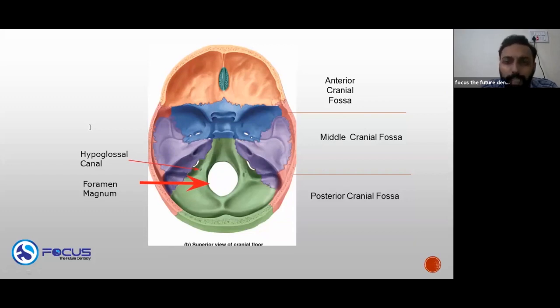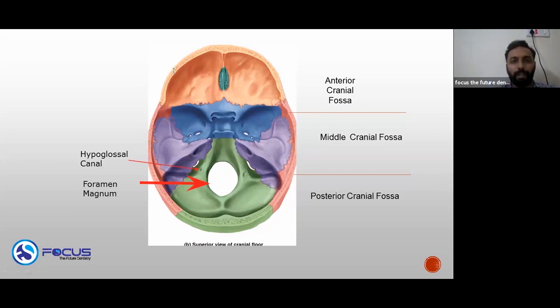So anyone knows which cranial nerve is known by the name hypoglossal nerve? Yes, 12th. Somebody told 11. 11 is spinal accessory, or you can simply call it the accessory nerve. So through the hypoglossal canal, you have the 12th cranial nerve, that is the hypoglossal nerve, which is going to pass.